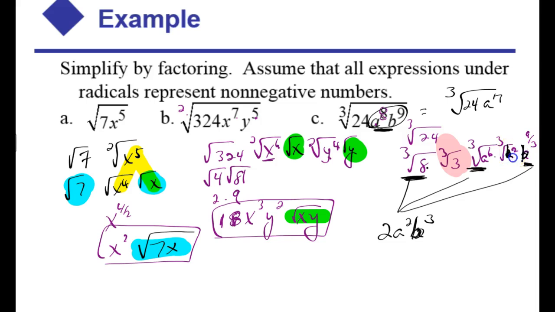This wasn't a, because all of this was a to the 8th. So what I should have left are the two pink terms, which I'll put back together, the cube root of 3a squared.